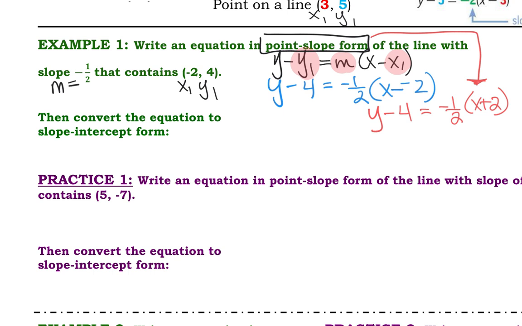And then the second part then says, then convert this equation to slope intercept form. What does slope intercept form look like? Remember what that one looks like? Y equals mx plus b. So this one's asking for you to put it in this format. To do this, all we're going to do first is distribute. So if you have space here, I'm going to rewrite my equation over here to the left side so I know what I'm working with.